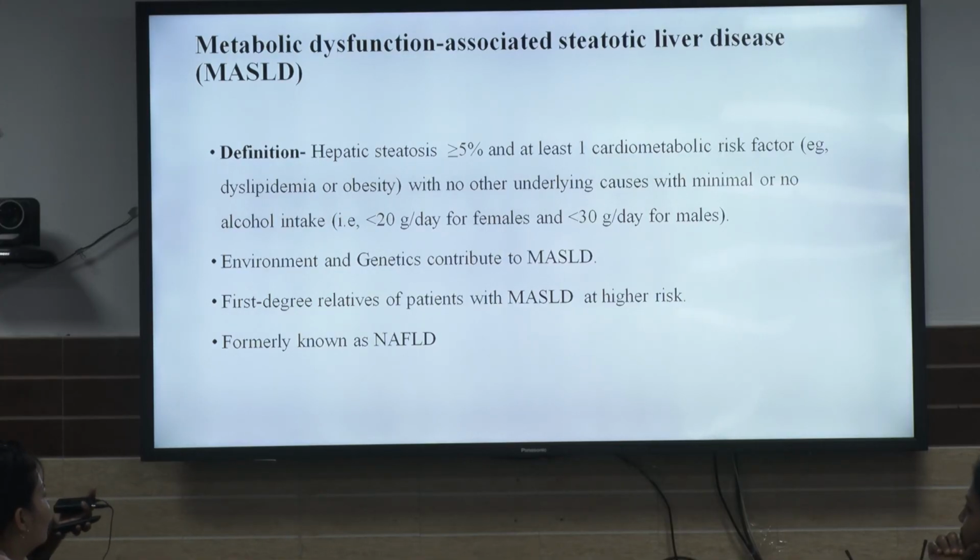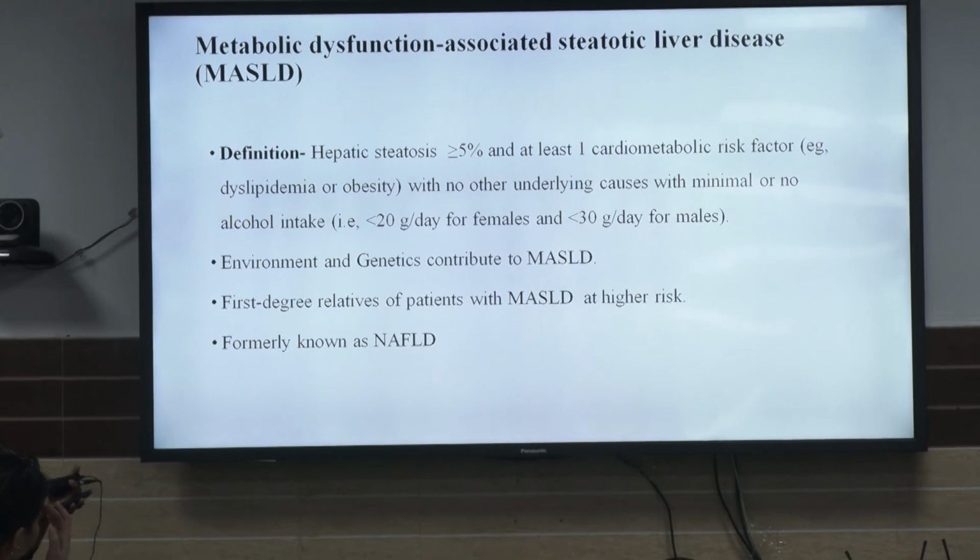It means the steatotic disease or the liver disease should not be because of any infection or an autoimmune condition, and no alcohol or minimal alcohol intake. What do you mean by minimal? Less than 20 grams per day in a woman, and less than 30 grams per day for males.